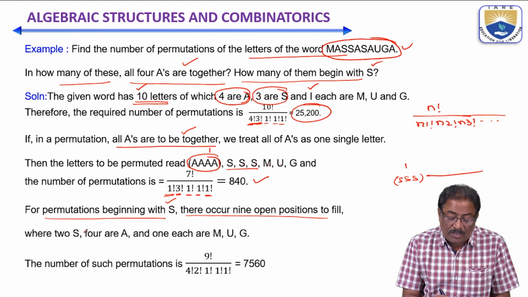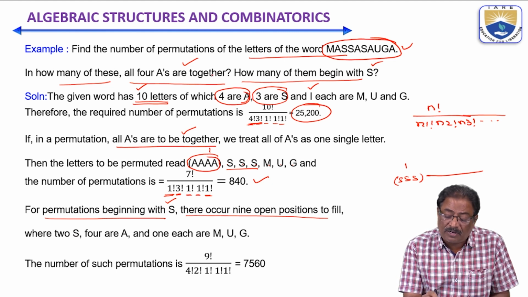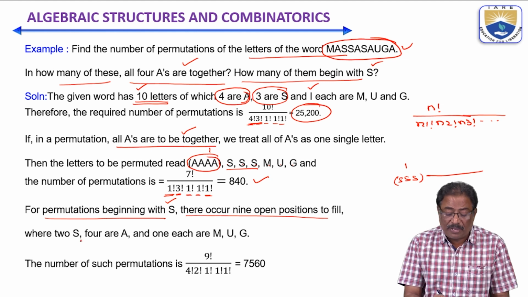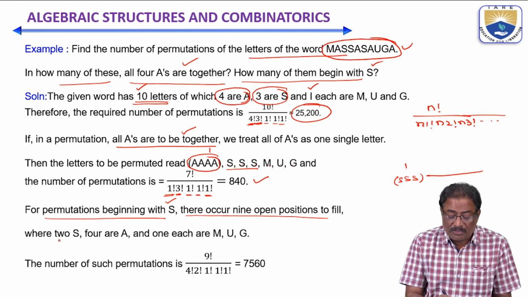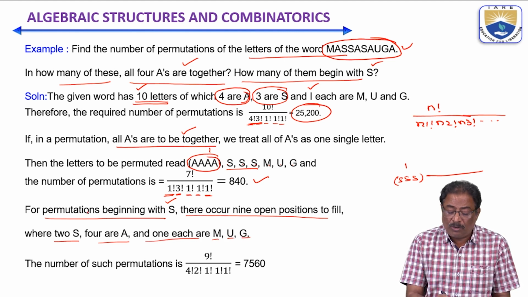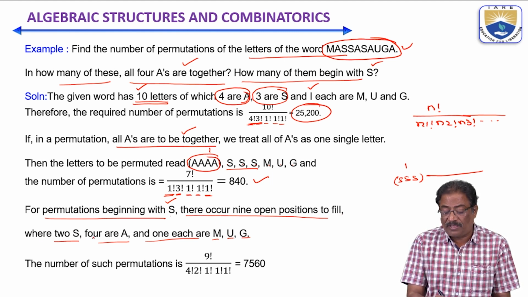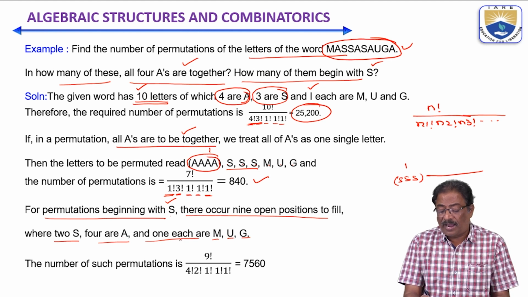And what is the next one is yes, sir. How many of them begin with yes? How many of them begin with yes? So here there are 2 yes and 4 yes, and each one of M, U, G. So beginning with yes, there occur 9 open positions to fill, where 2 yeses will be there, 4 yes will be there, and 1 M, U, G's are 1.